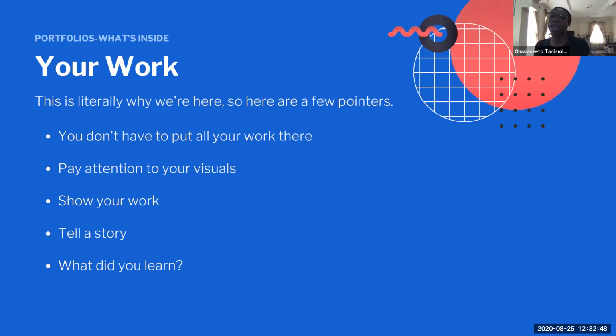Your personality needs to shine through. They need to feel you, because remember, you are not there when they're looking at your portfolio. So your portfolio is the you that they're seeing at that point in time.